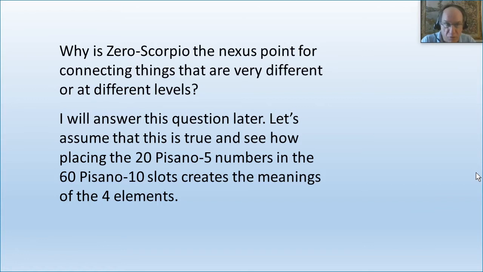Prime numbers also create the zodiac. Not only do Pisano periods create the zodiac, but prime numbers also create the zodiac. It's part of the magic and wonder of nature. Anyway, let's not go there, okay? I'm just giving you a little hint. Let's just stick to the 4 elements and just believe me for now that we're going to connect Pisano 5 and Pisano 10 at Scorpio instead of Aries, just like the ancient astrologers used Scorpio as a starting point for rulers.